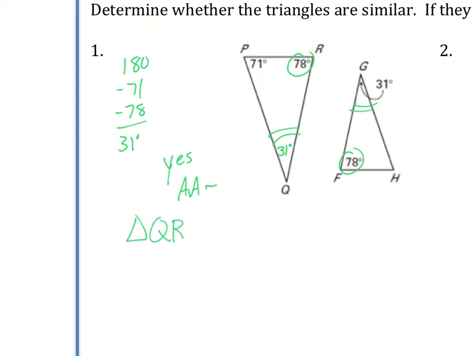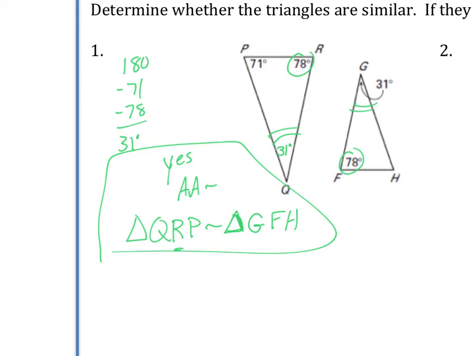Triangle QRP is how I'm going to name the first one, is similar to triangle. So what matches up with Q? Q is 31, and so is G. What matches up with R? R is 78, and so is F. So it would be G, F, H. So yes, they're similar, and the reason is angle-angle similarity, and triangle QRP is similar to triangle GFH.